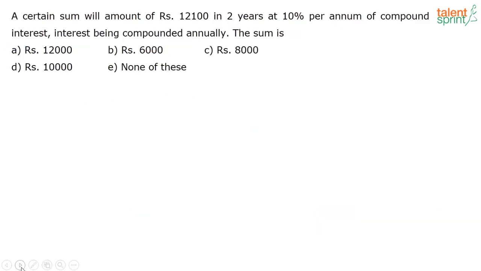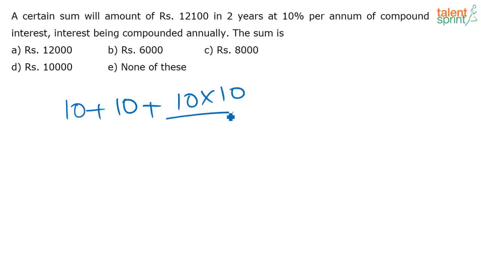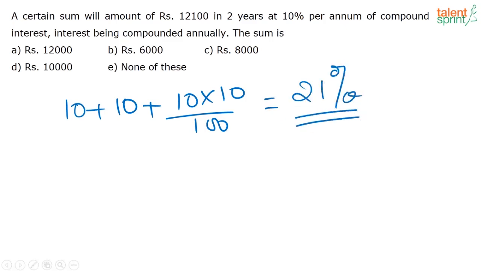A certain sum will amount to 12100 in 2 years at 10% per annum compound interest being compounded annually. The sum is what? So a lot of you are giving me the answer as D. Yes, very easy question, no? So again, let us look at the effective percentage here. 10 plus 10 plus 10 into 10 by 100. Now we know immediately without writing all this, we can say it is 21%, right? Because we did so many questions which had the number 10 in it. So if the amount that is invested is X, X into 1.21 is equal to 12100.